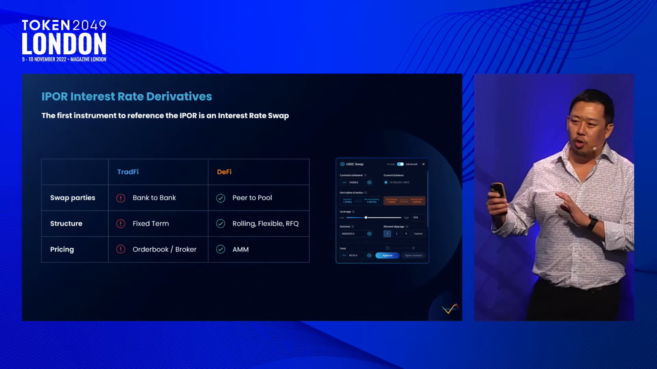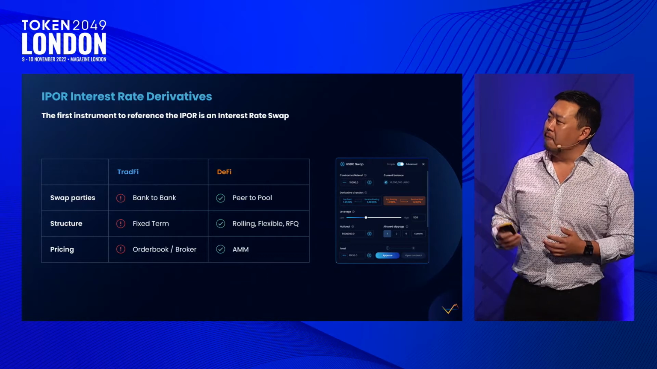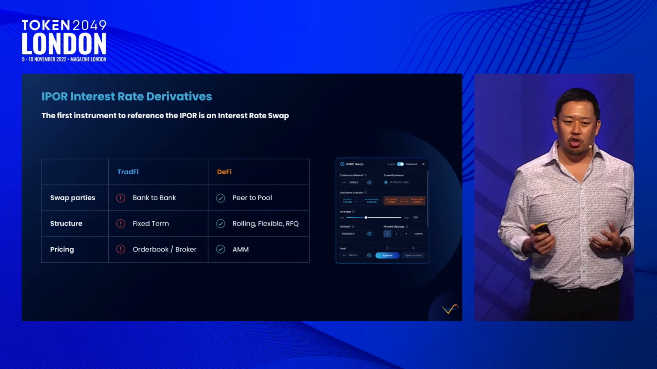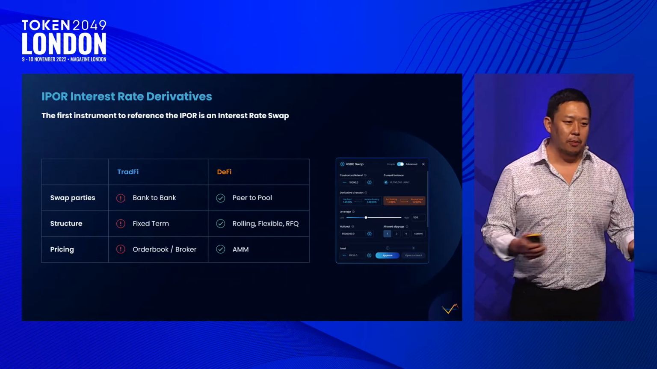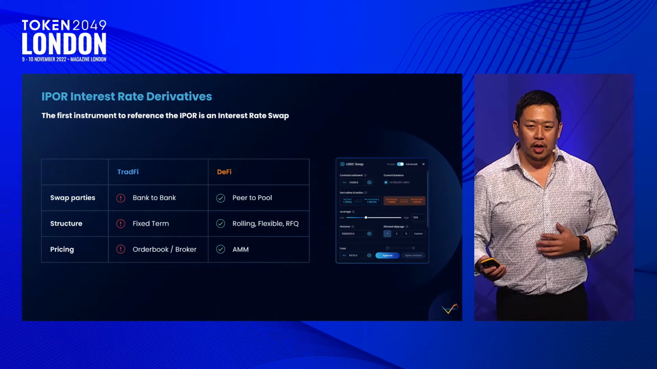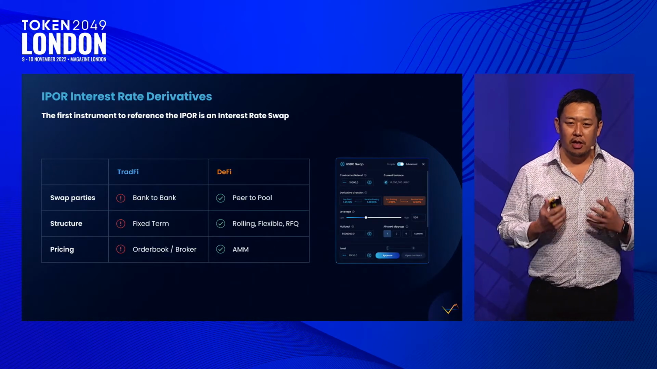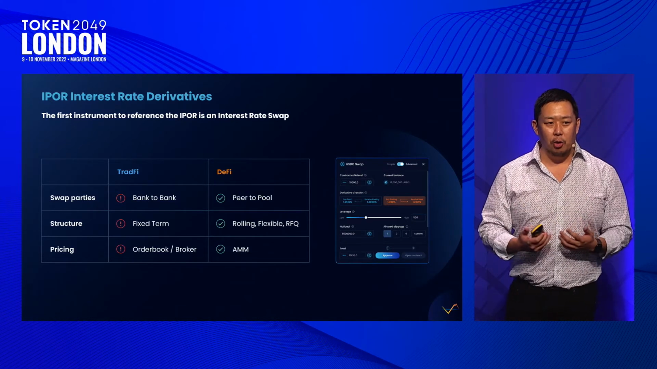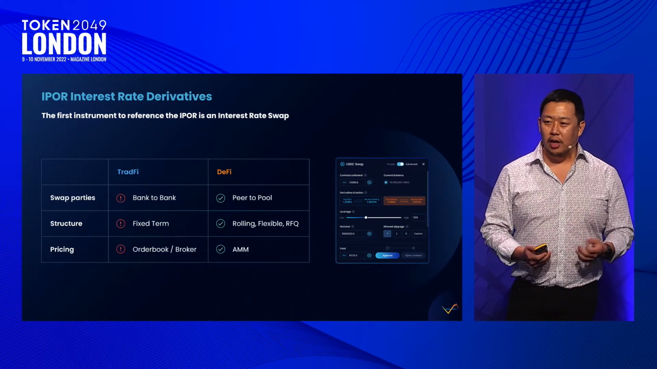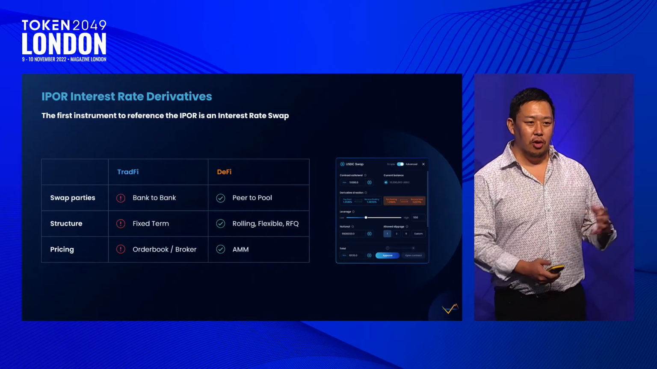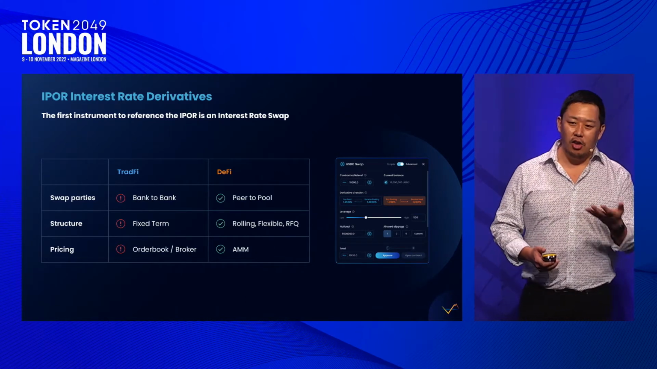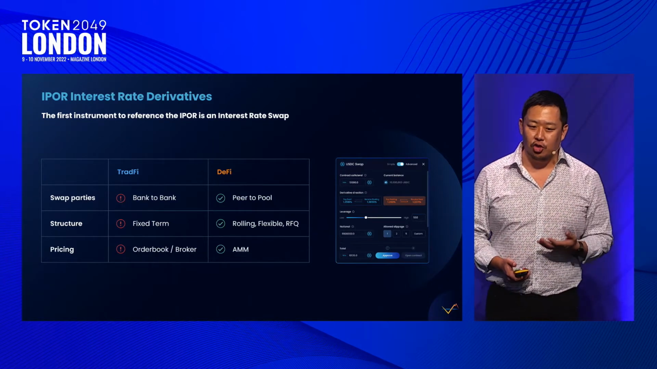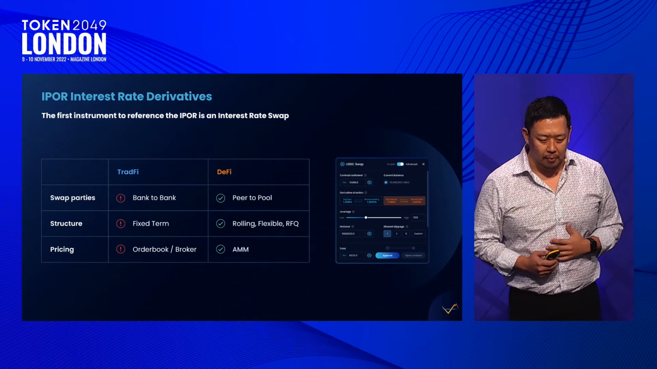So if we look at who the parties are in here, instead of, let's say, a traditional swap, which is typically bank to bank, where you have a very fixed term structure and the pricing is done by an order book or by a broker, well, we actually use the best that we have in DeFi. So the structure in the IPOR swaps, and also how to bootstrap a market where there has never been one, is we use a peer-to-pool construction. So this passive liquidity pool is actually acting like a passive market maker, and it offers these swaps that can be taken by the traders, where the traders are the peer.